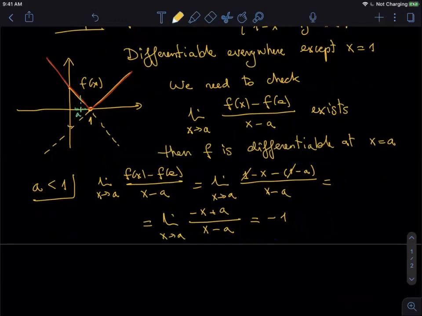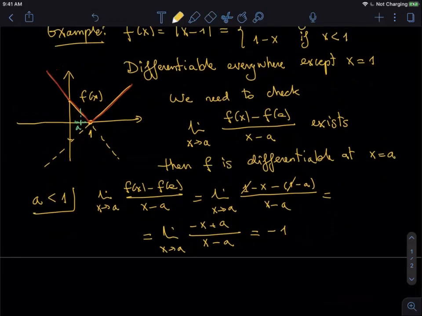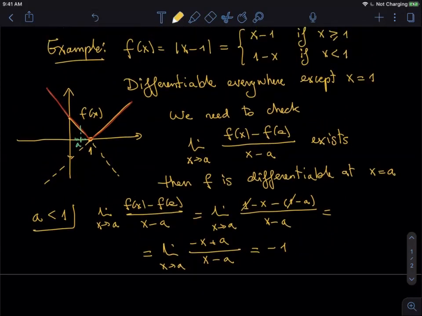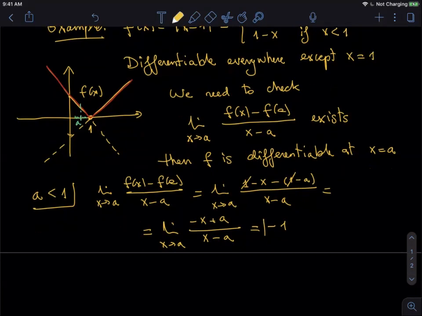And if you notice, when we look at the function 1 minus x, we can tell what is the slope. The slope in this case, because it's linear, we know it's negative 1. So because the derivative is the slope, we see that everything matches together. All the information is coherent. So because this limit exists, f is differentiable.